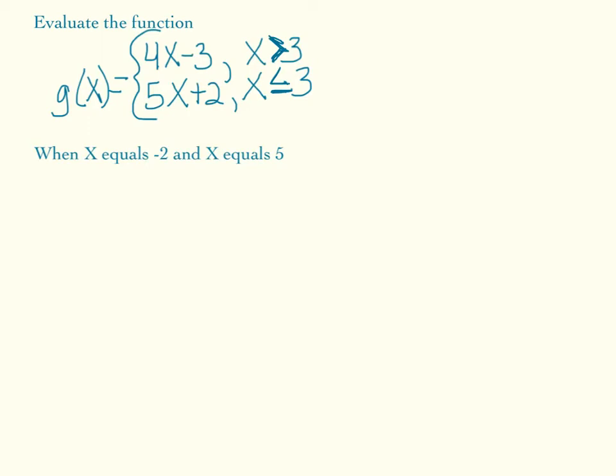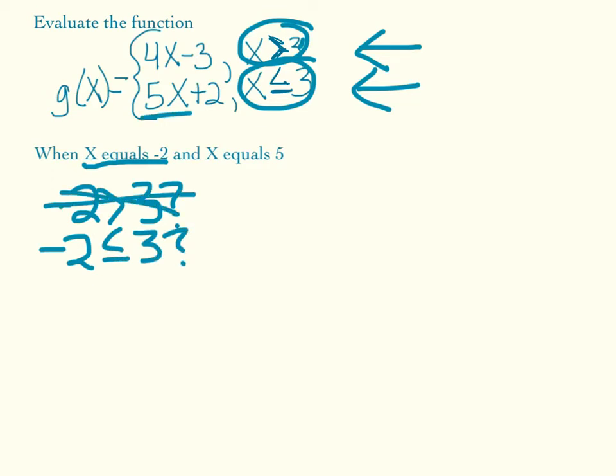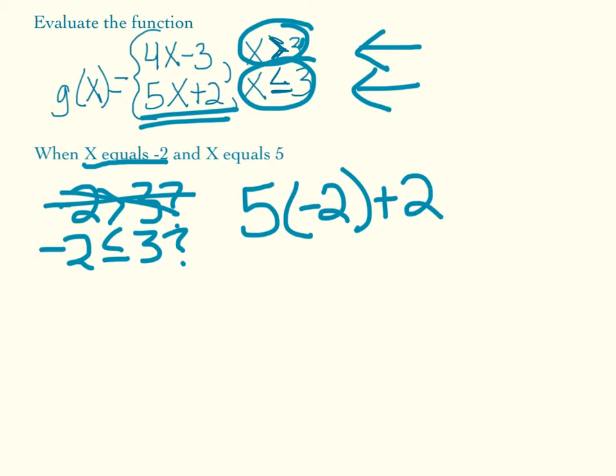So when x equals negative 2, the biggest mistake that I always see for people doing these types of problems is they'll plug it into both of these and give me two answers. But they're saying when x equals negative 2. So you just have to pick the situation that applies. Is negative 2 greater than 3? Or is negative 2 less than or equal to 3? And it applies to the second one. So we're going to only plug it into the second one. We're going to plug in 5 times negative 2 plus 2. That gives us negative 10 plus 2, which is negative 8.